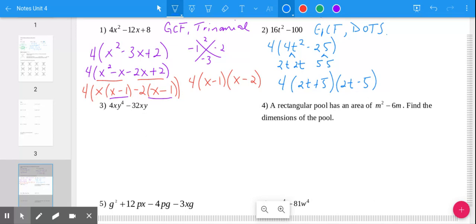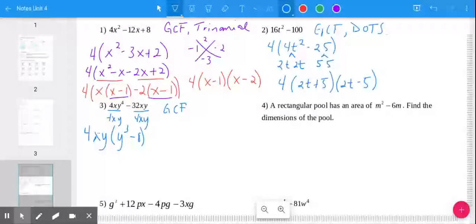All right, number 3. Again, I always like to start by looking for a GCF. In this case, I know that numerically 4 is a GCF, and they both have an x and a y, but no more than one x or one y. So we're going to divide each term by 4xy. And then we'll just see what's left over to see if we can keep going. So first term is going to be left with y cubed. Second term, 32 divided by 4 is 8. And the x's and y's will both cancel.